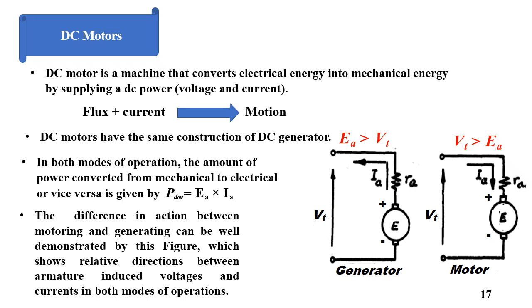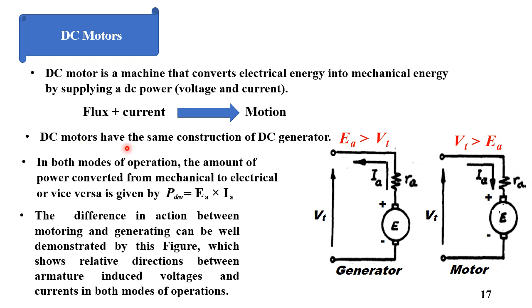Hello all. Today we will see the second lecture, which is about DC motors. A DC motor is a machine that converts electrical energy into mechanical energy. The input power is electrical energy from a battery, and the output power is mechanical energy. By supplying DC power, voltage, and current, we have the interaction between flux and current, which will result in the motion of the motor, which is its rotation with the speed in revolutions per minute.